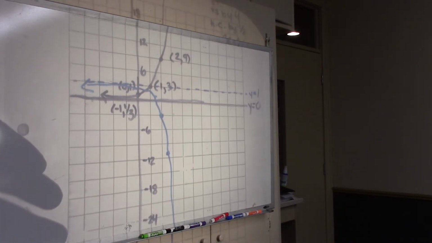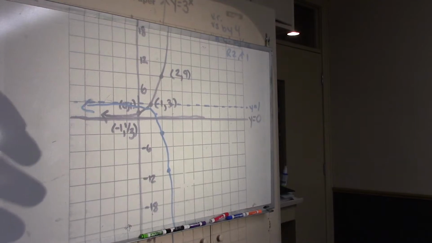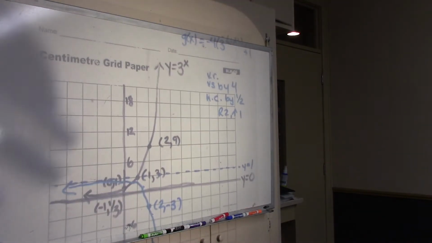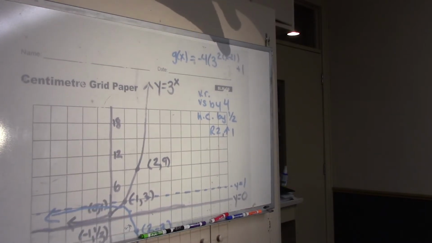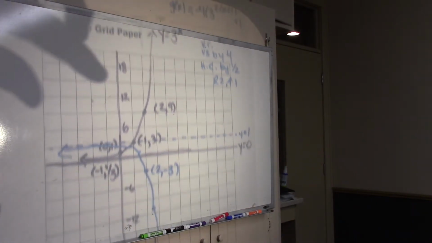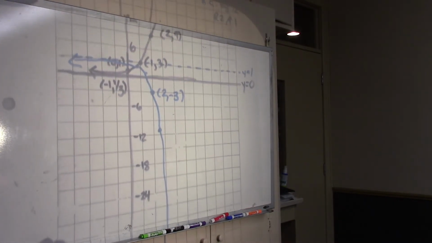Okay, so this would be, for instance, (2, -3). So let's make sure that's right. So you put in 2 here. 2 minus 2 is 0. So 3 to the 0 is 1. Negative 4 times 1 is negative 4. Negative 4 plus 1 is negative 3. So I know I got that point right.